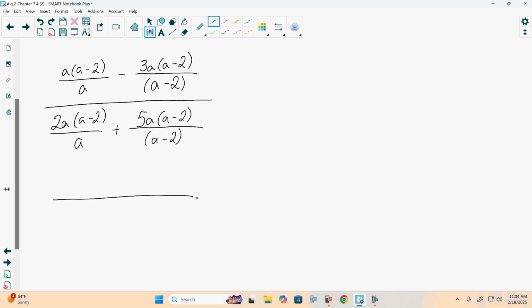Questions on this here? Now we need to simplify. So in the numerator, since we have that a times a minus 2, we have this product. That product of the a times a minus 2 lets us simplify that a and a, leaving us with a minus 2 minus. Here the a minus 2 and a minus 2 will simplify, leaving us with 3a. So the numerator is our a minus 2 minus our 3a.